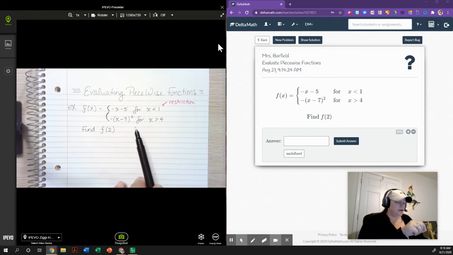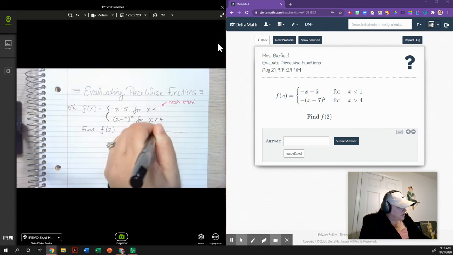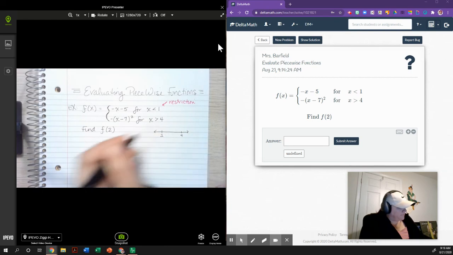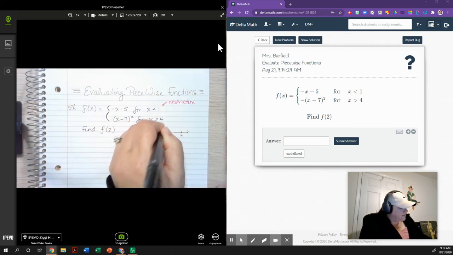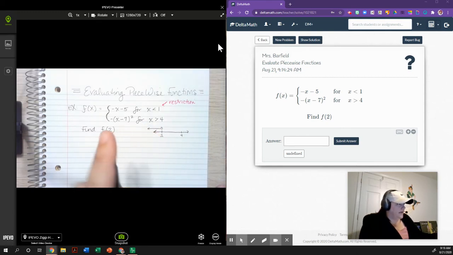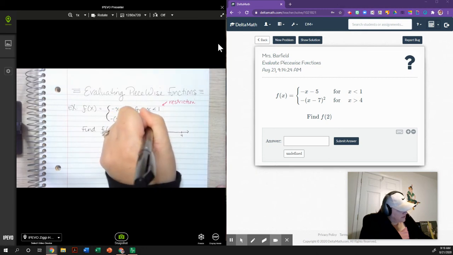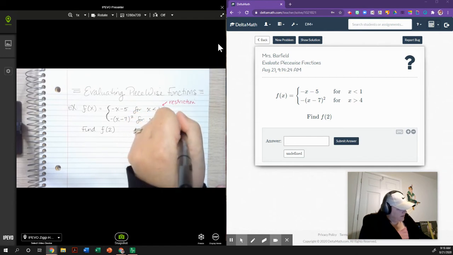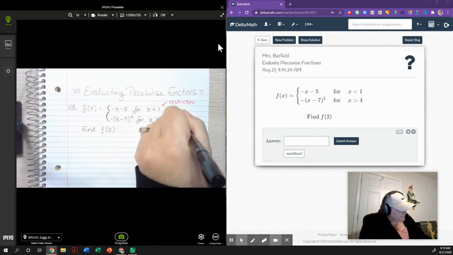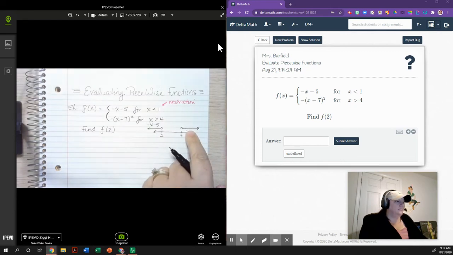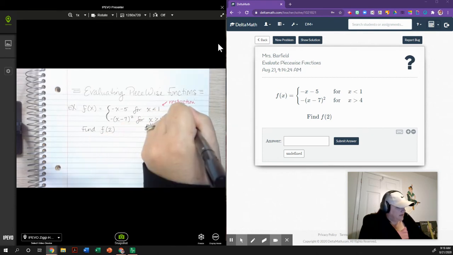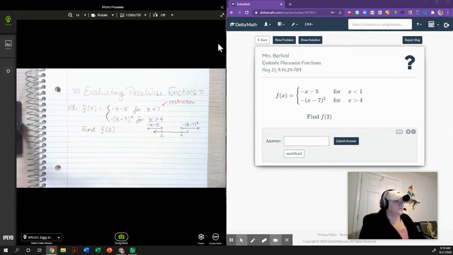So I'm just going to draw a number line really quickly. So if I put 1 here, and I put 4 here. Okay, so when I am open circle and I am less than 1, so any number over here, they want me to use the function negative x plus 5. And then if I go over here at x greater than 4, and they pick a number, they want me to use parentheses negative x minus 7 squared.